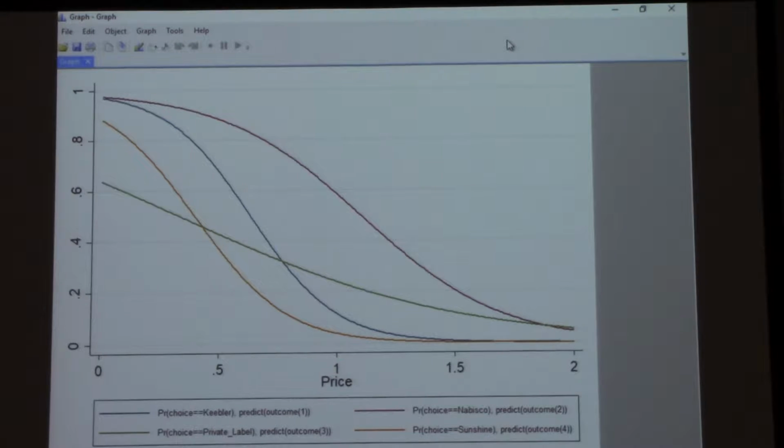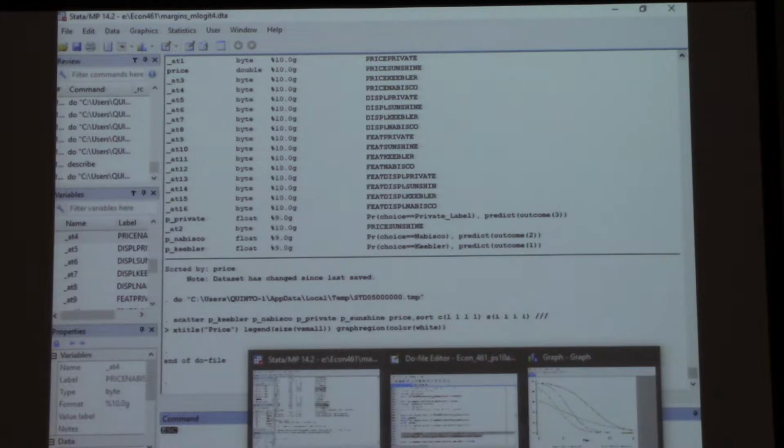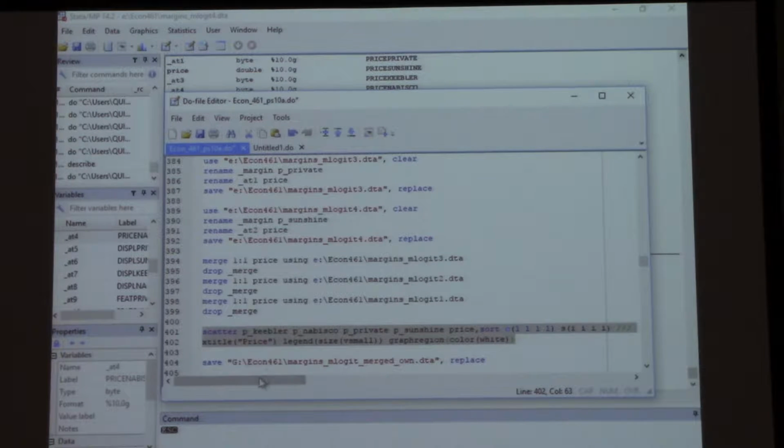And the two premium brands look like they're awfully steep relative to the others. Nabisco looks kind of in the middle there. And we can check those, by the way. We can check them at any point. Okay, so those are the own price effects comparison.